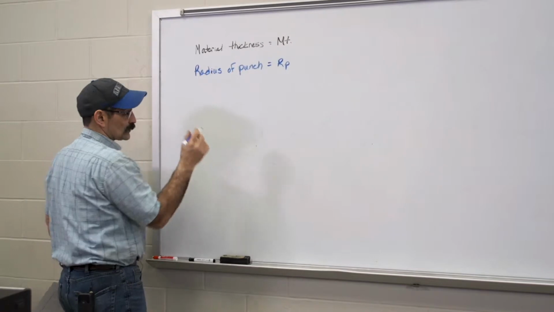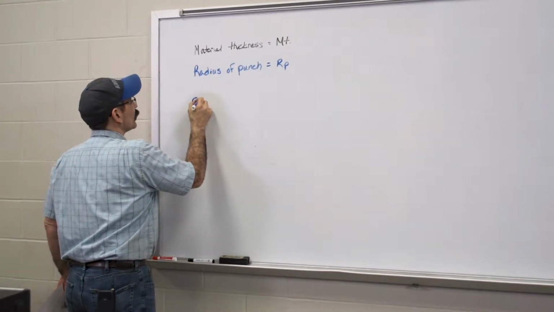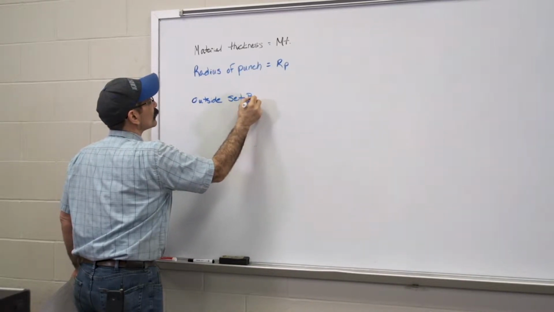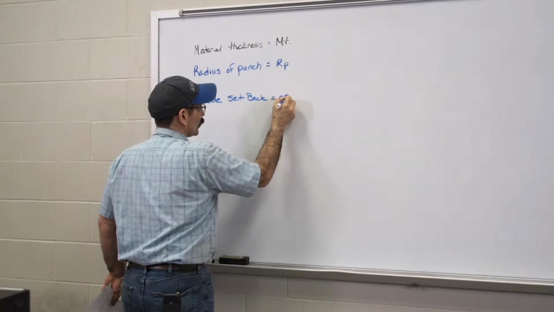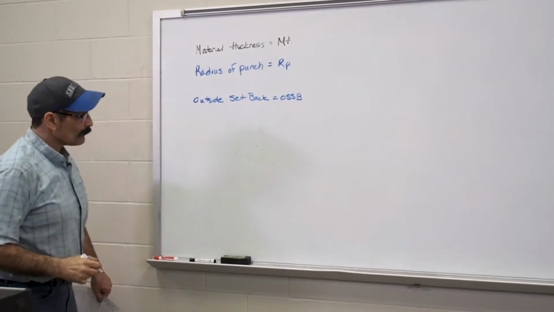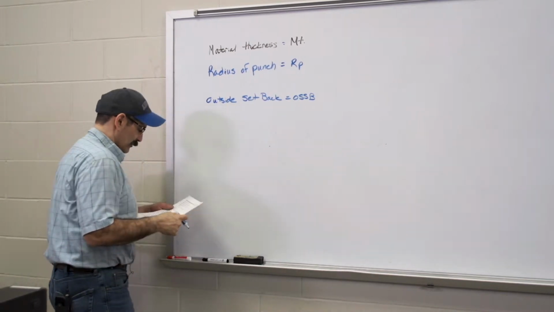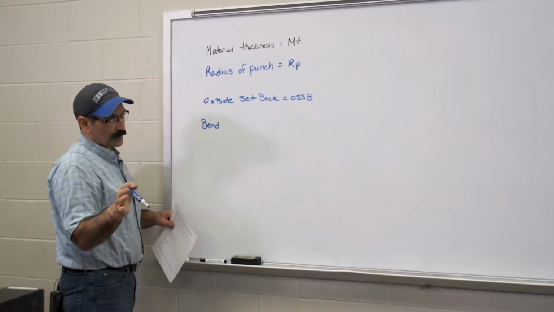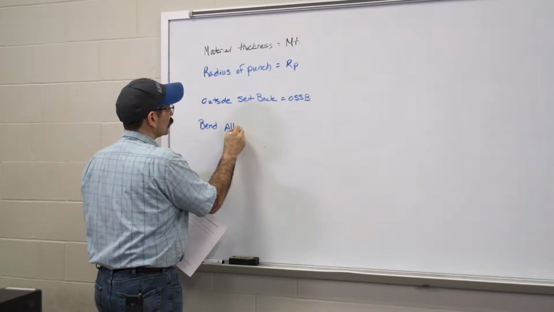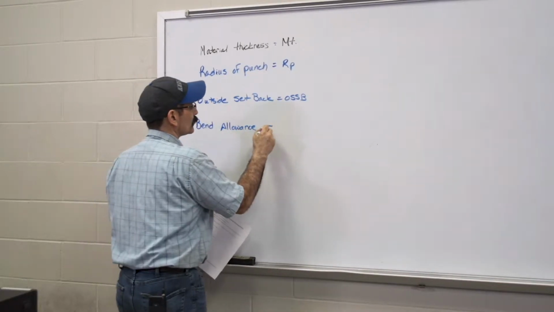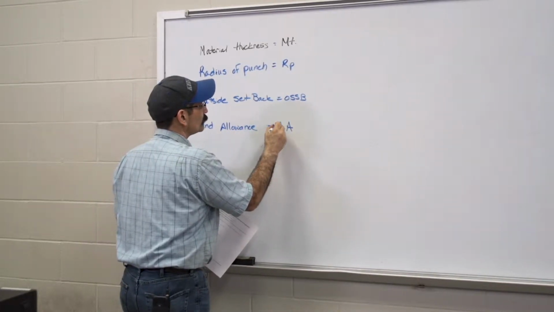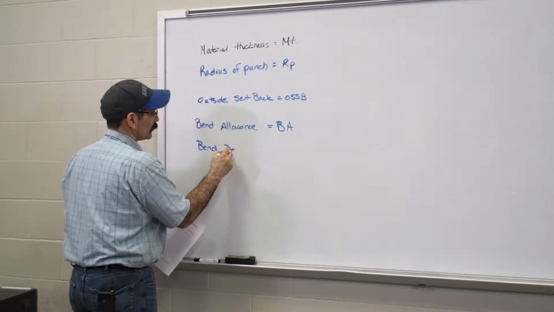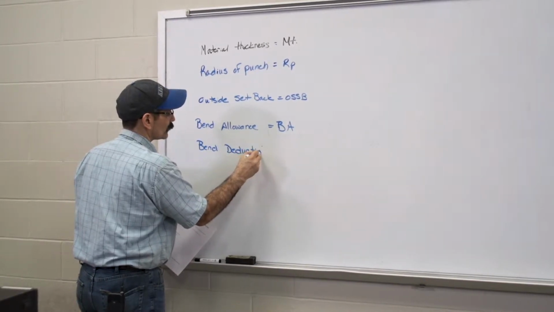Then, this is where it gets a little technical now, outside setback, OSSB, okay? Sounds like some kind of government agency there or something. All right, then we have bend, stick with me, we will get through this. Bend allowance, BA. Bend deduction, BD.